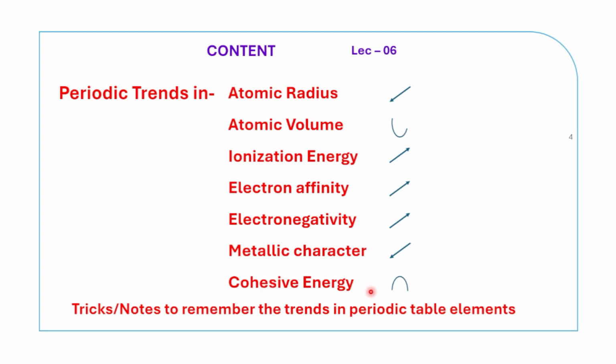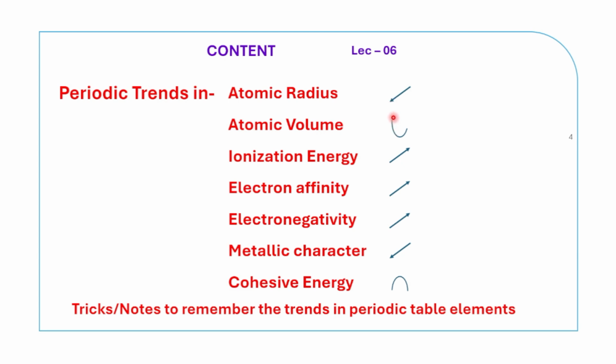After discussing each and every periodic property, I will give you some notes or some tricks to remember these periodic properties. On the right hand side, you can see for each property I have designated an arrow. This arrow tells at which side the property is increasing. This arrow is in the down left corner, so the atomic radius is increasing in the down left side.